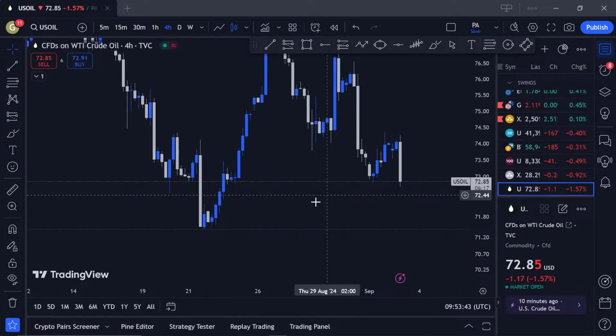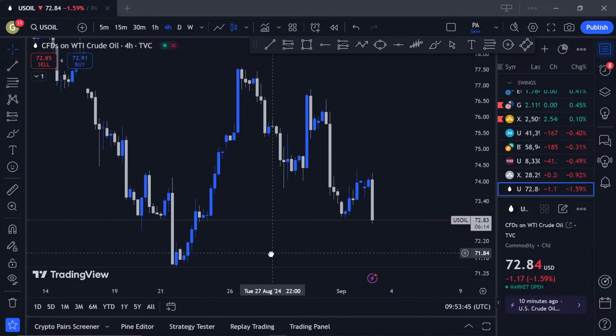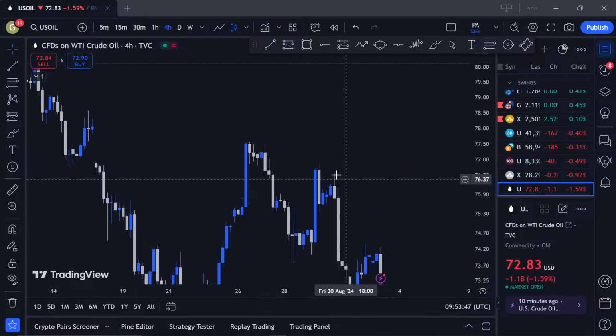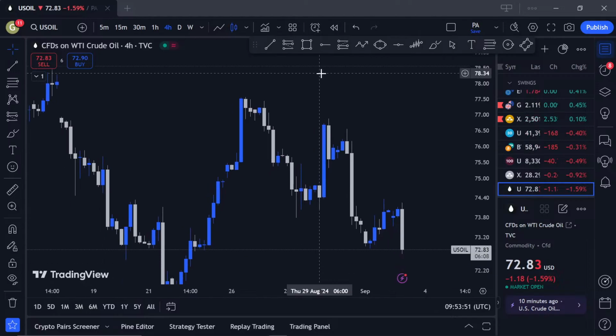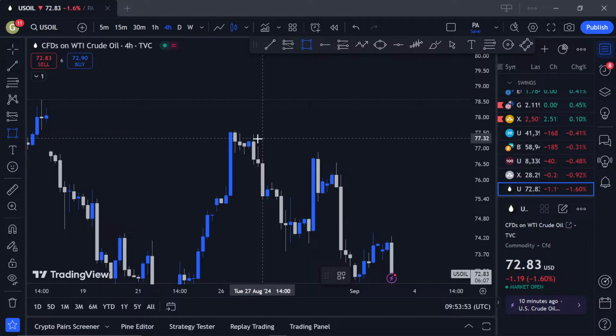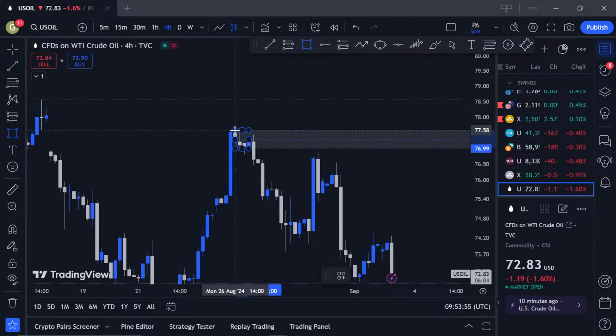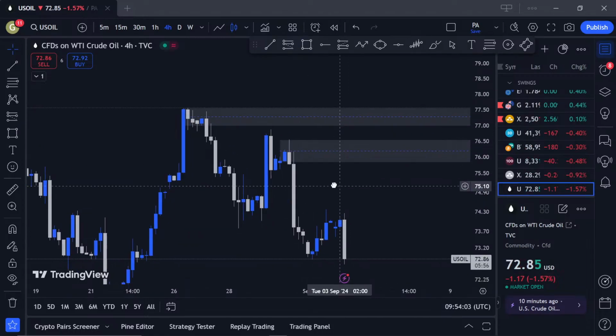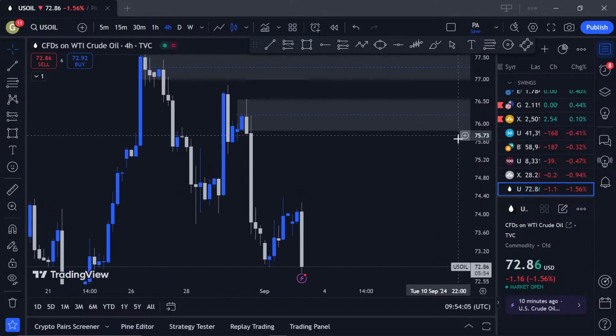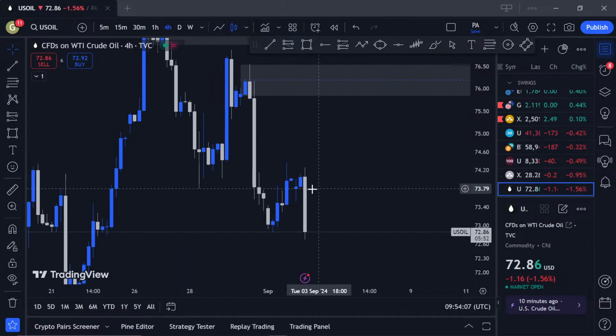Wow, this market is pretty much straightforward to analyze. The levels are so vivid and easy to mark out. Here we've got a supply on US oil. Here we've got another supply. And then depending on how here goes, we could also have another supply right here.